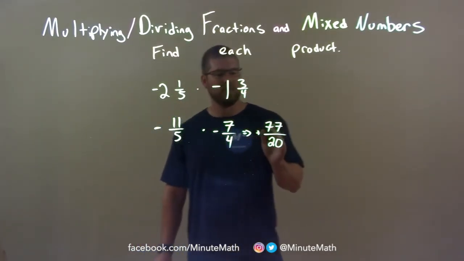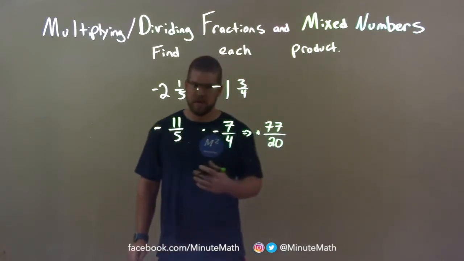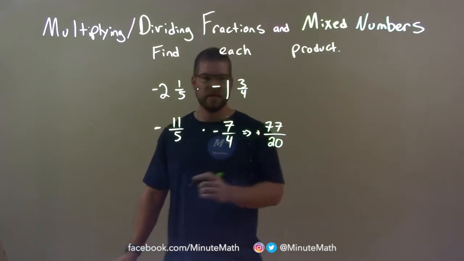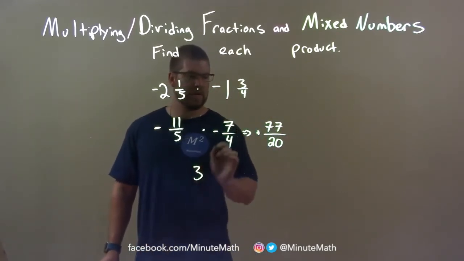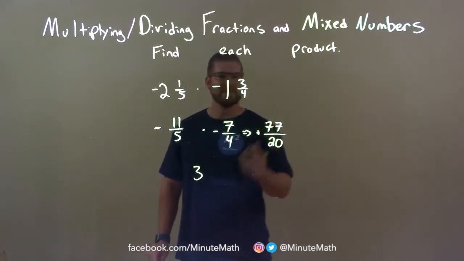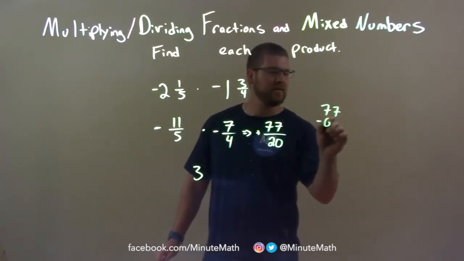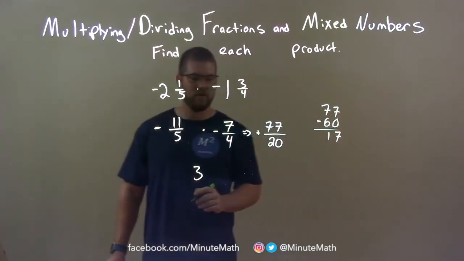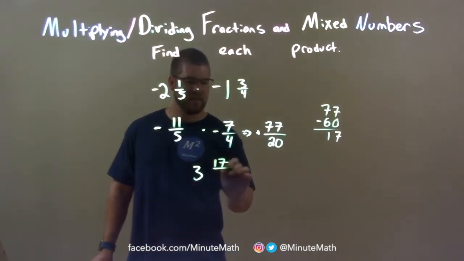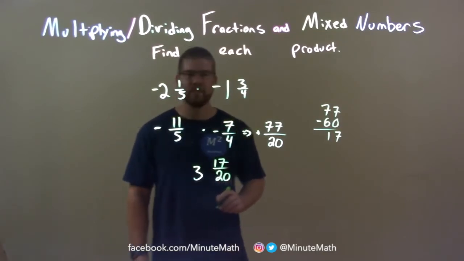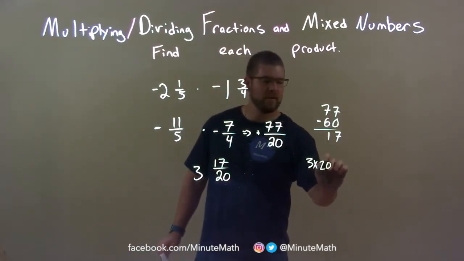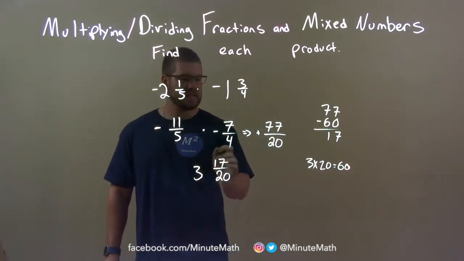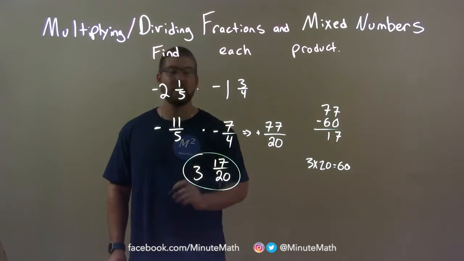Now, how many times does 20 go into 77, right? Well, 20 goes into 60 3 times, right? So there's 3 there. 3 times 20 is 60. And then 77 minus 60, how much is left over there? Well, that's just 17 left over. So we'll be left with a 17 over 20. Right? And we see 3 times 20 equals 60, just so you can see it there. Okay? So we have 3 and 17 over 20, and that is just our final answer.